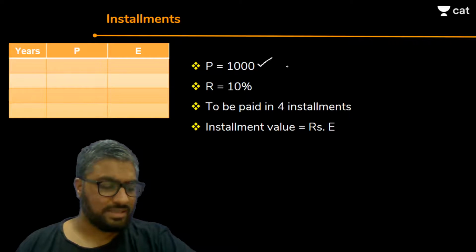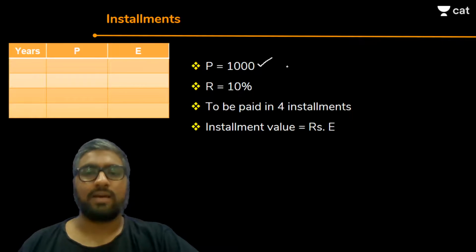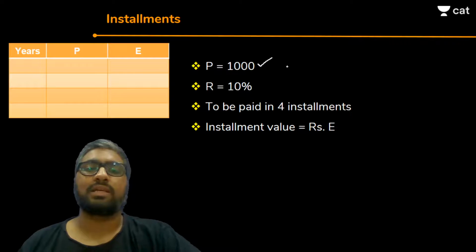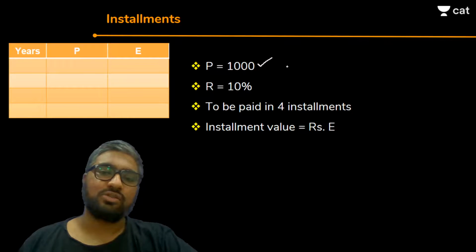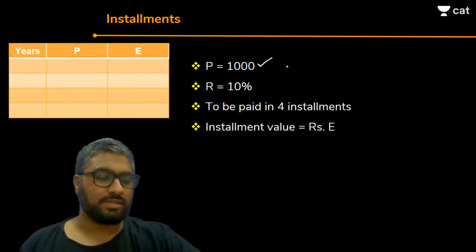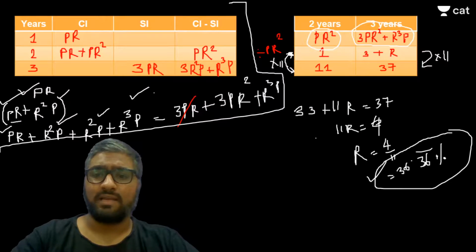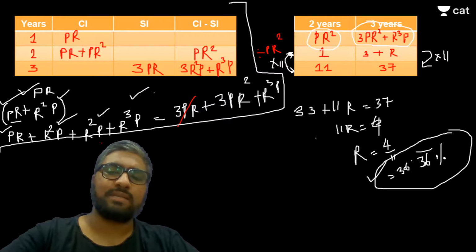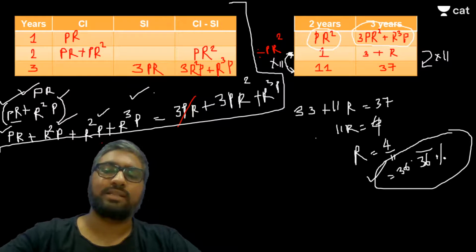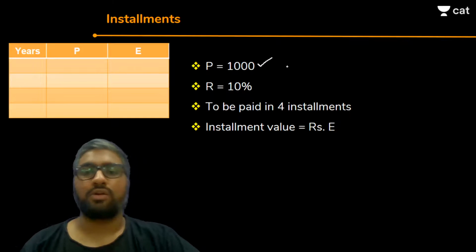It's the same thing. PR square by 100 square is nothing but PR square, where R I'm already assuming to be rate percent. So in the previous question, instead of separately assuming it to be 36.36 percentage, I'm directly assuming it to be 0.36. By 100, I'm by default doing it.